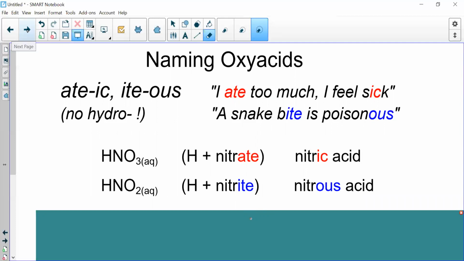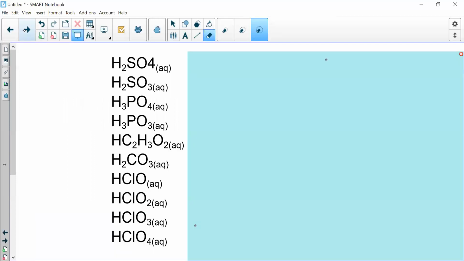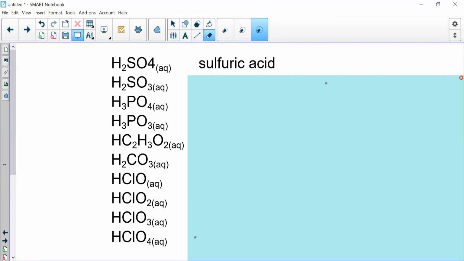Here's some more examples. Now, there's no need to memorize all these. If you remember the rule, you'll always have your polyatomic ions list. So there's plenty of ones that we can go through. H2SO4. What's this polyatomic ion? That's sulfate. Not sulfite, that's sulfate. So this is going to be, remember, no hydro. Sulfate is going to become sulfuric acid. And I know you might say, wouldn't it be sulfic acid? That would make sense, but blame the IUPAC, the group in France that makes all the naming rules.